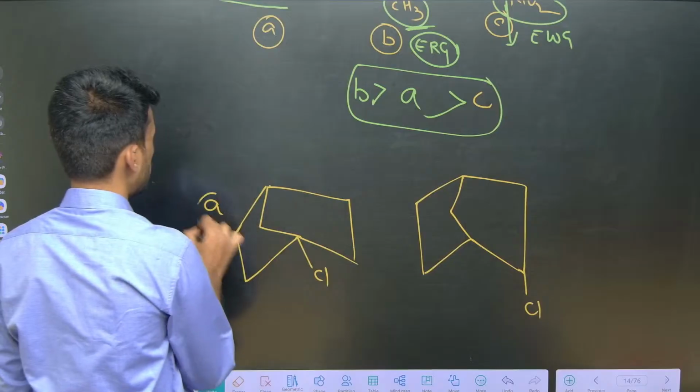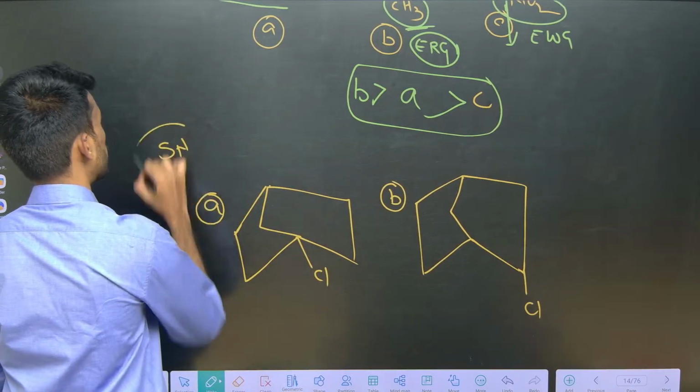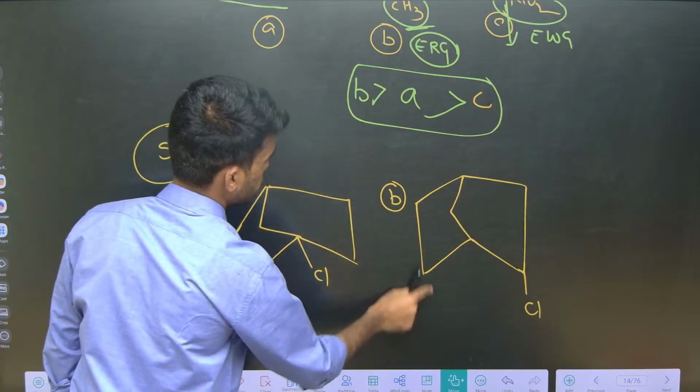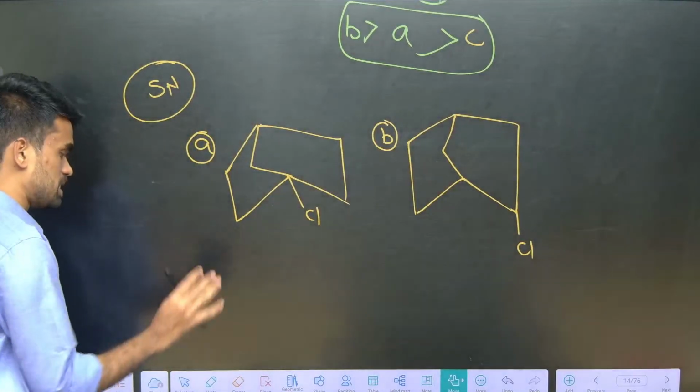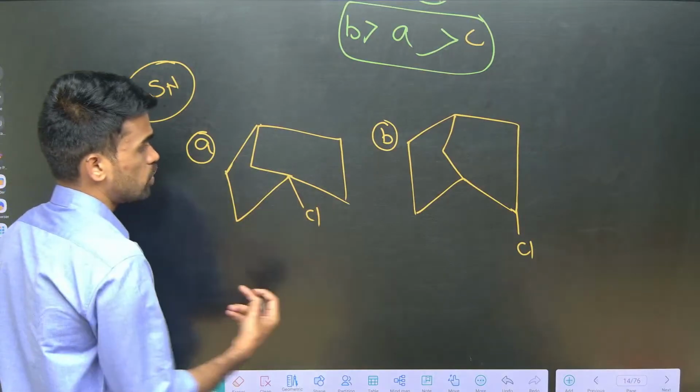Between this A and B, which is more reactive towards substitution reactions itself? I am not even saying SN1 or SN2, I am directly saying that even in SN1 or even in SN2, the order will be the same for both compounds. What is the reactivity order?